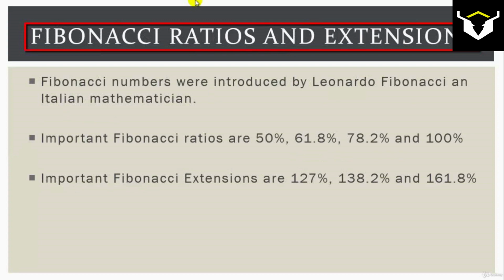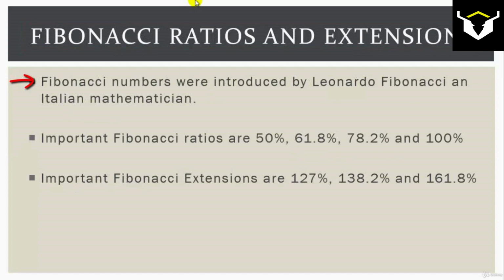Fibonacci ratios and extensions. Fibonacci numbers were introduced by Leonardo Fibonacci, an Italian mathematician. Important Fibonacci ratios which we will use for Elliott wave trading are 50%, 61.8%, 78.2%, and 100%. It's better you learn these numbers by heart. This is one of the most important, and you will find corrective waves terminating around these ratios more often than not. Important Fibonacci extensions are 127%, 138.2%, and 161.8%.